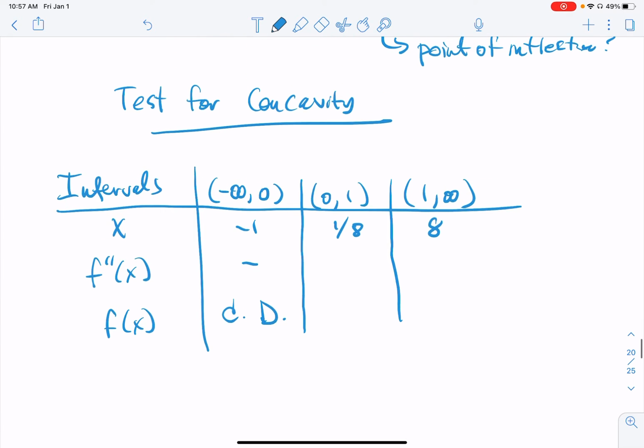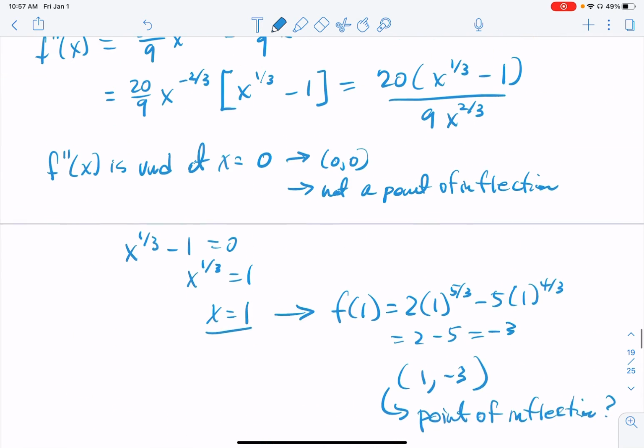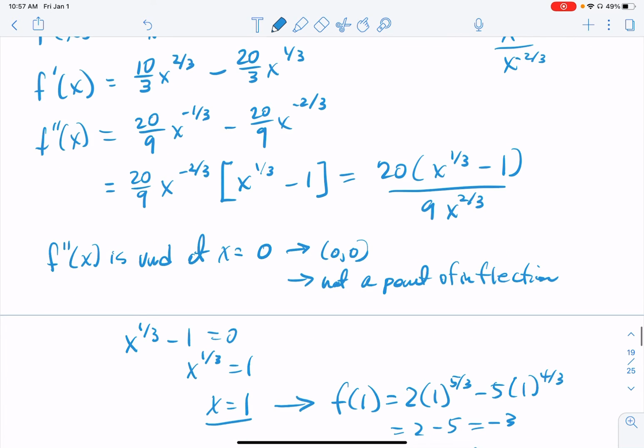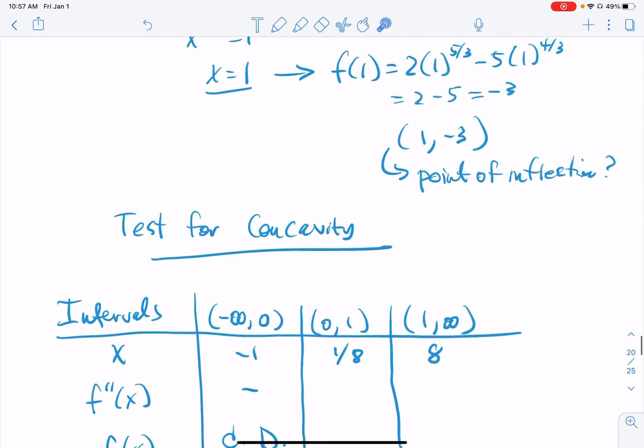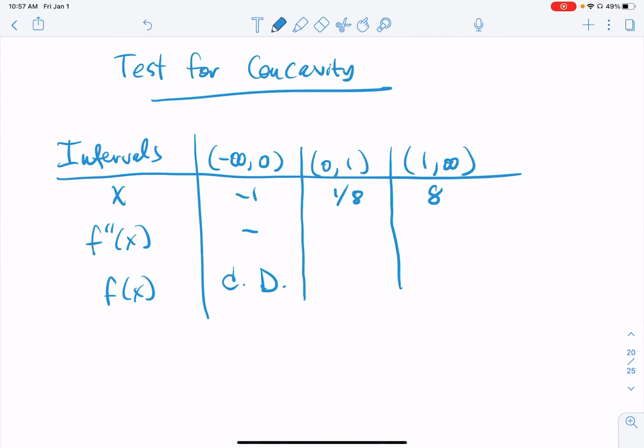Negative f double prime means concave down. Let's stick in a 1/8. When I stick in a 1/8 here, the cube root of that is a half. Half minus 1 is a negative number here. The whole thing is negative still, still concave down. So this is what I was talking about before. If we didn't notice that 0 was a relative maximum, the test for concavity will show us that it's not a point of inflection anyway.